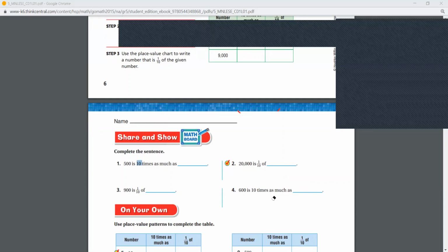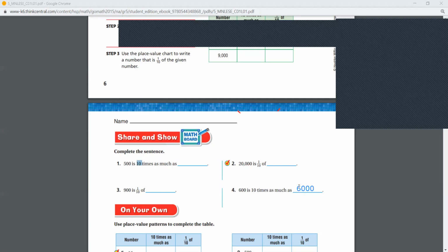600 is 10 times as much as what? This is a simple, straight question. 600 is 10 times what? This is a direct question. Maria, 600 is 10 times as much as? 6,000. Because it is not a direct question, all of you are getting confused in this one.